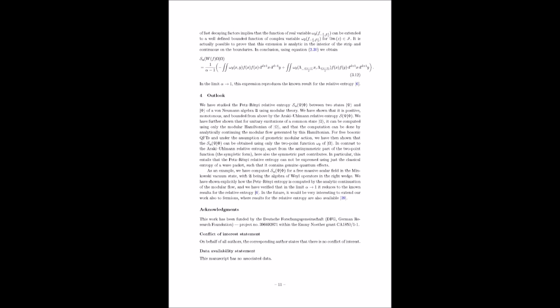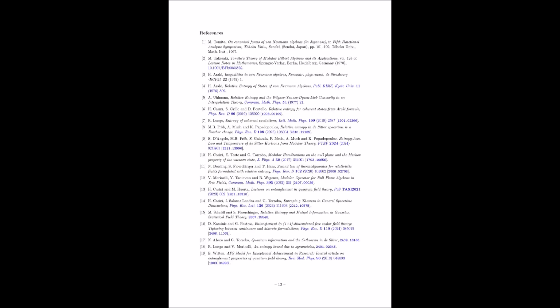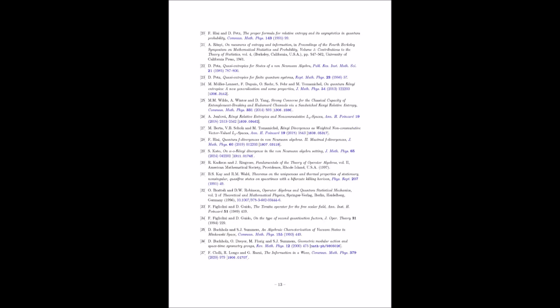Exactly. And what's especially cool about Petz-Rényi relative entropy is that it's deeply connected to the mathematical structure of quantum field theory, particularly through the concept of modular theory. Modular theory. Always a favorite. But seriously, for those of us who haven't delved into its depths, can you give us a quick overview of how modular theory comes into play here?